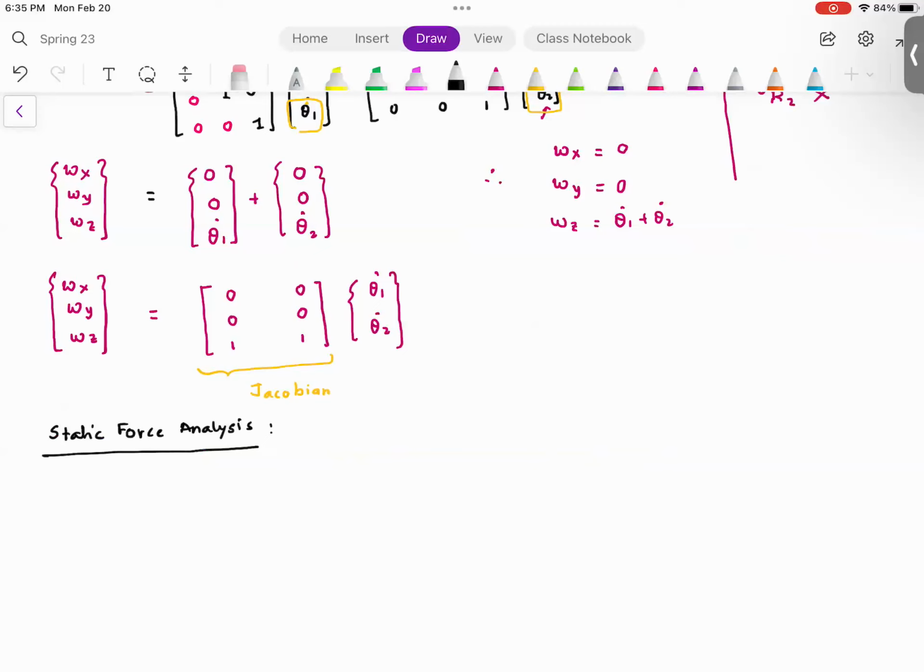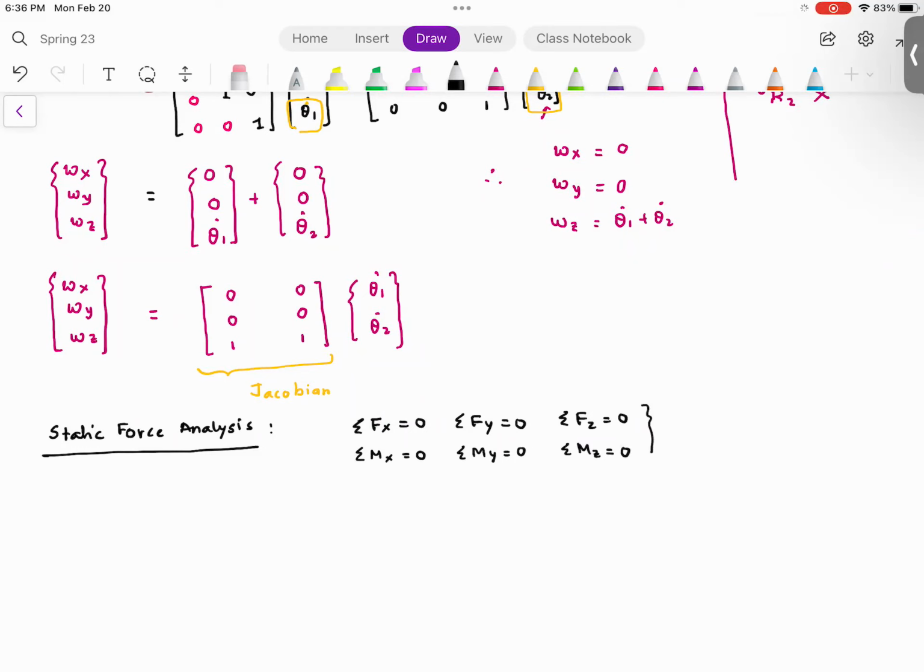Before I do static force analysis, I'm sure everyone took the statics class, right? Long time ago. So can someone tell me the conditions of equilibrium? Conditions of equilibrium. Summation of forces in x direction is equal to zero. Summation of forces in y direction is equal to zero. Summation of forces in z direction is equal to zero. Summation of moment about x is equal to zero. Summation of moment about y is equal to zero. Summation of moment about z is equal to zero.